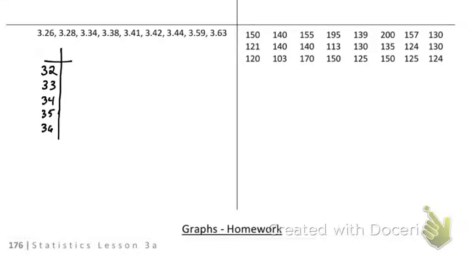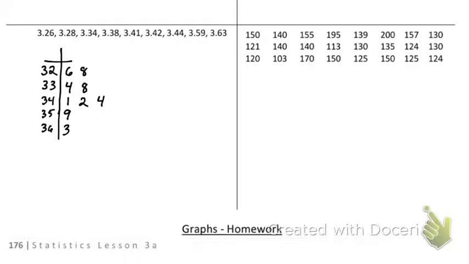Now my leaf could be 32, ends with 6. We had 3.26. Then we have 3.28. Then we switch to 3.3. So we have 3.34, 3.38, 3.41, 3.42, 3.44, 3.59, 3.63.